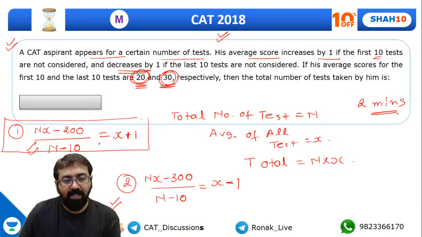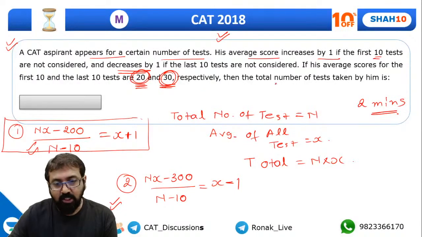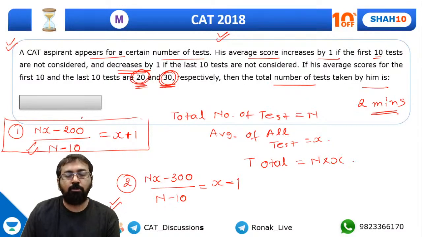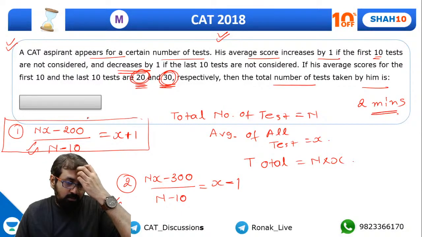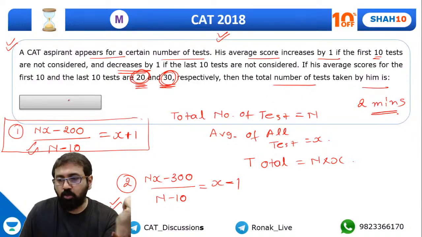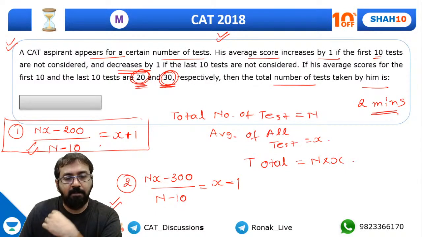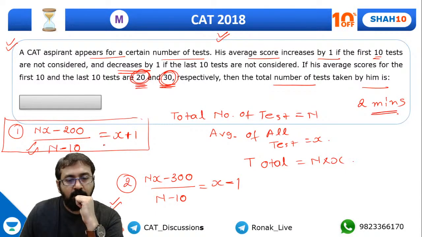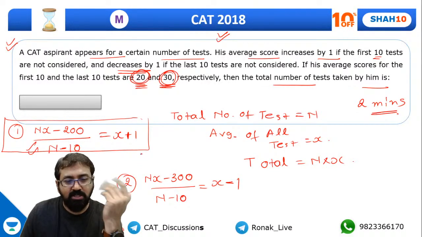So let's see what values satisfy over here, guys. We need to find the total number of tests taken by him. And it's a fill-in question, so of course you can't go by answer options. You will have to solve these equations. So how will you solve this equation? You can just cross multiply because there is no other way. You will have to go with the conventional method of solving equations.